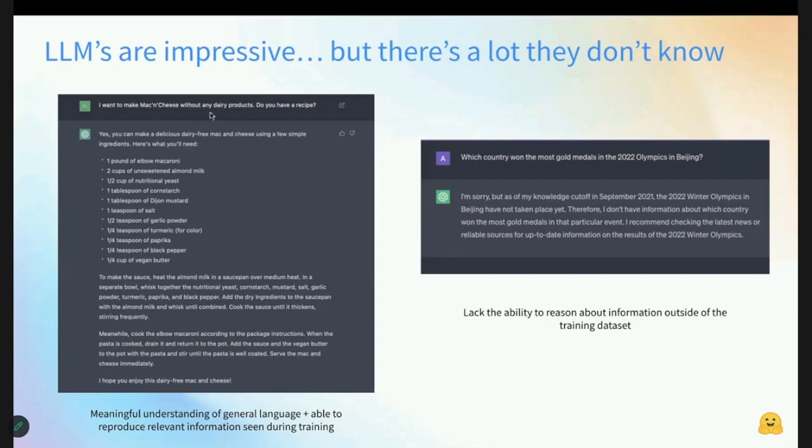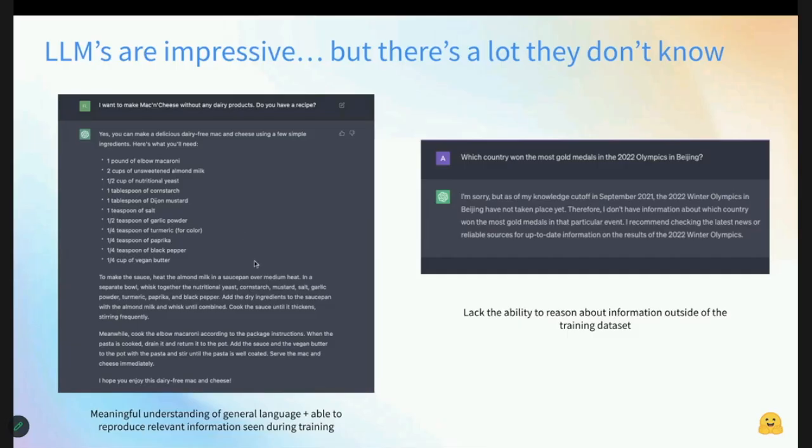So if you see on the left here, we asked this question to ChatGPT: I want to make mac and cheese without any dairy products. Do you have a recipe? And it spits out what seems to be a pretty decent recipe without any dairy. And I'm sure this makes some good mac and cheese. These LLMs have this very good ability to understand language they've been trained on.